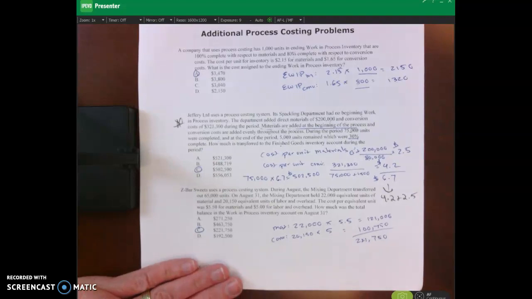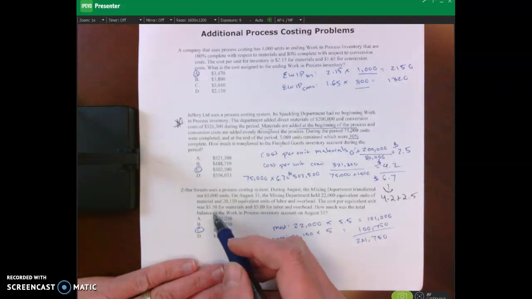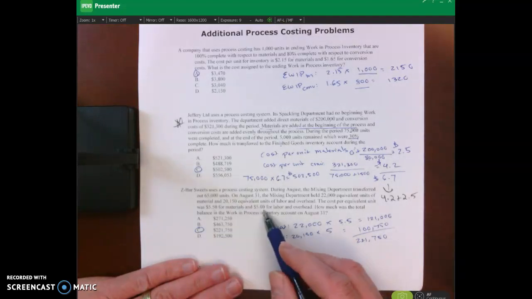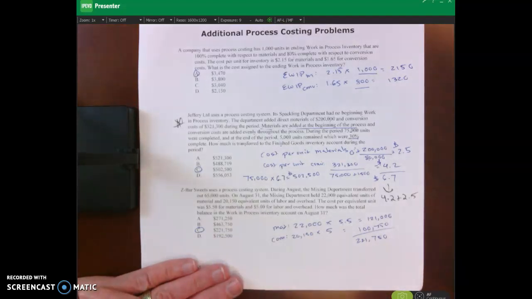The next problem, our company uses a process costing system. During August, the mixing department transferred out 65,000 units. On August 31st, the mixing department held 22,000 equivalent units of material, 20,150 of conversion costs, which is labor plus overhead. The cost per unit, $5.50 for materials, $5 for conversion. Okay? So, how much was the total balance in work in process on August 31st?